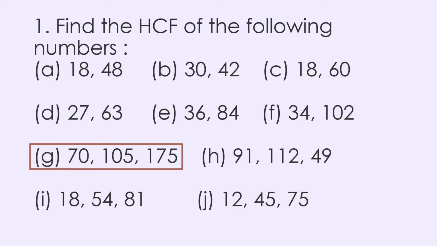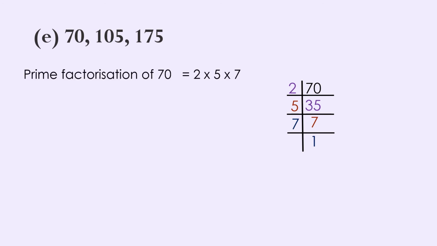Next question is 70, 105, 175. Let us write 70 first. 2 3s are 6, remainder 1, 10. So 5 2s are 10. So 35 into 2 is equal to 70. Now write 5. 7 5s are 35. 7 into 1. So 2 into 5 into 7 equal to 70.